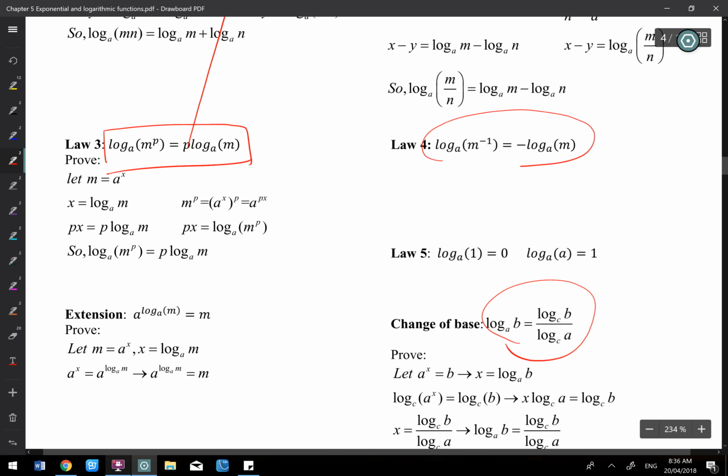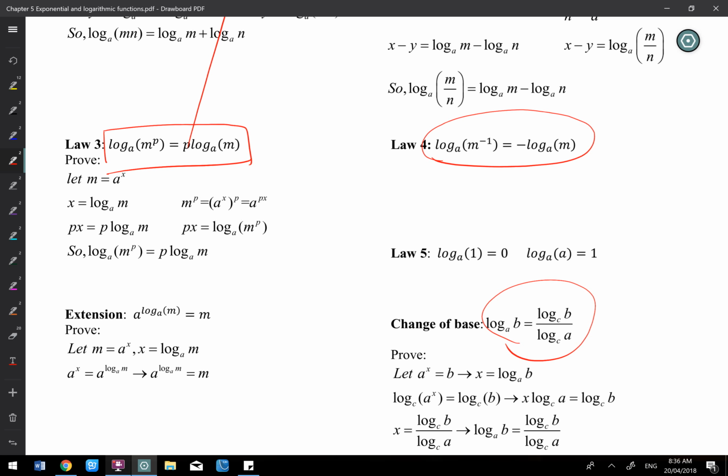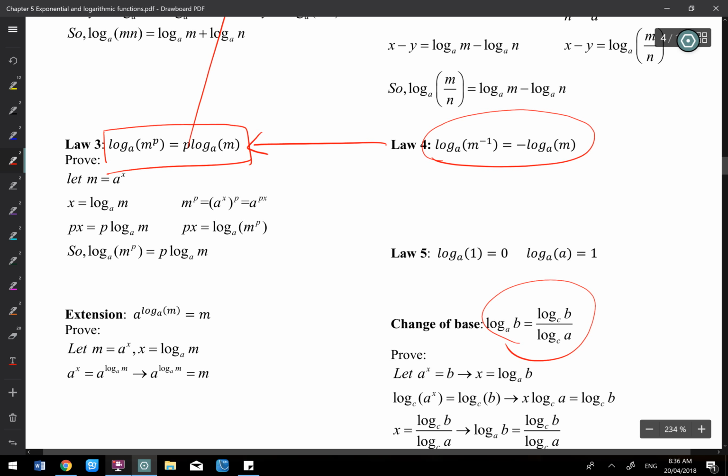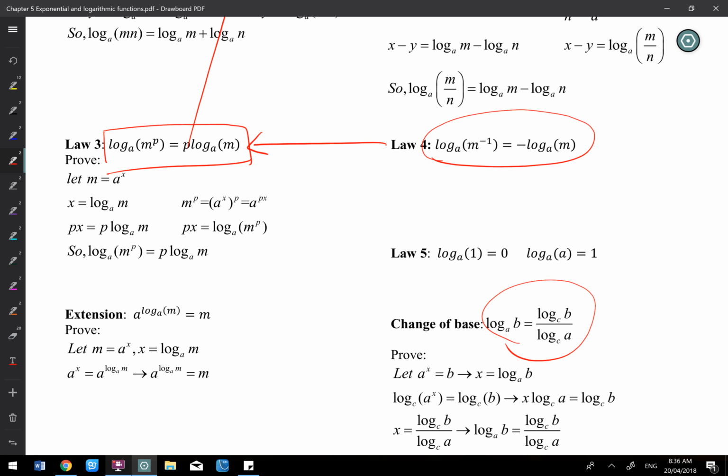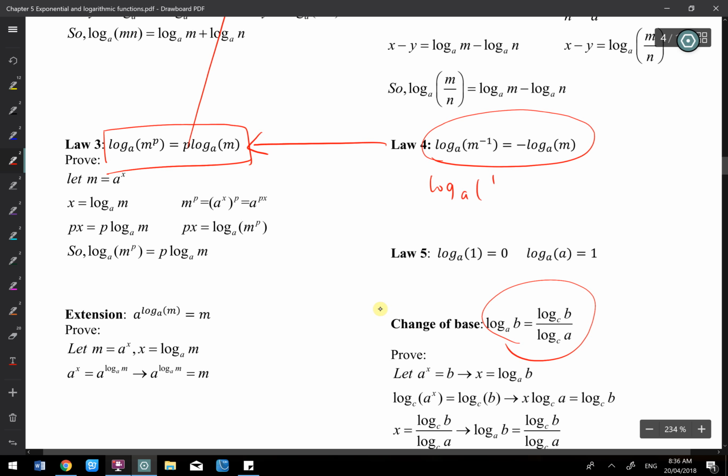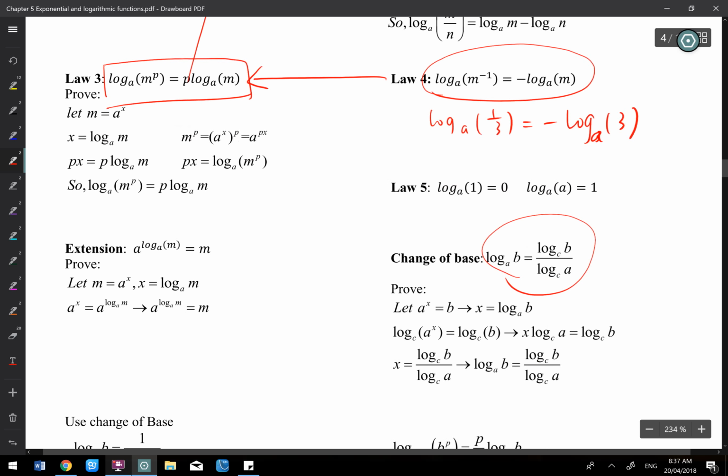Well, the fourth one is not really commonly used because it's not really a separate rule. It's the same as rule number 3. You can just bring the negative one to the front. It's a special case. So, for example, log base a of 1/3 will equal minus log base a of 3. So that's how we use it. Basically, we bring the power of negative 1 to the front.